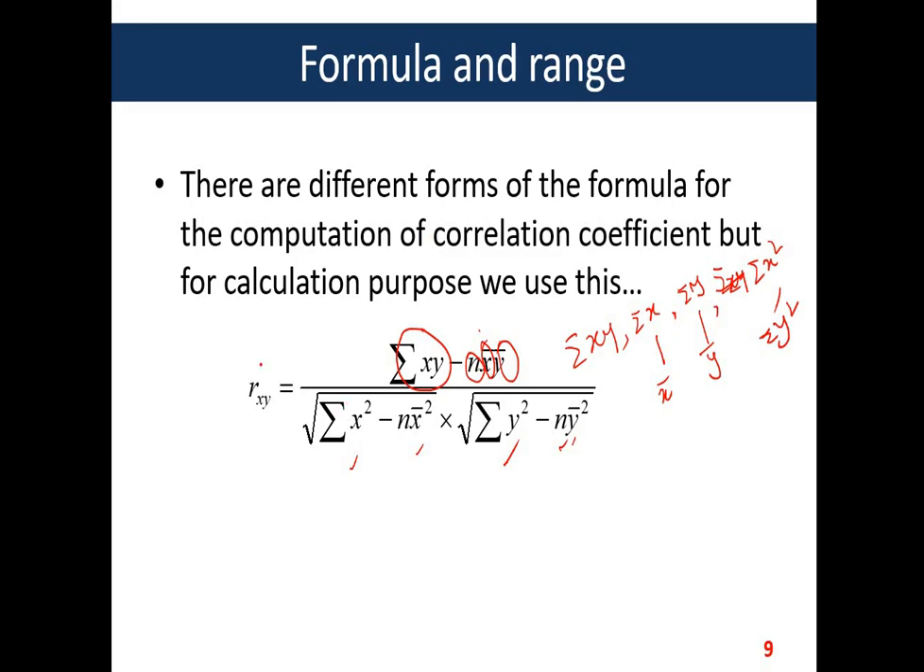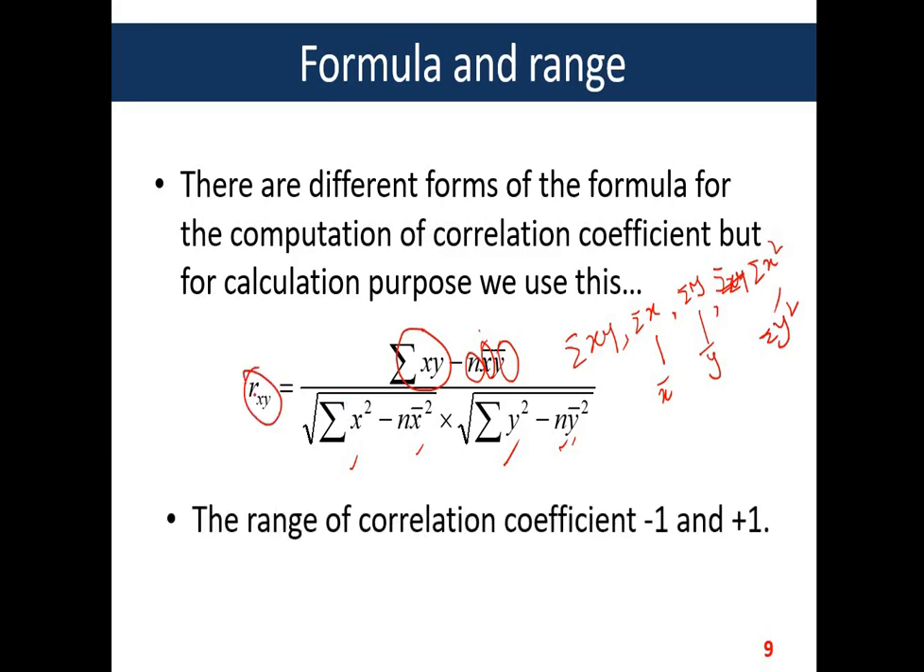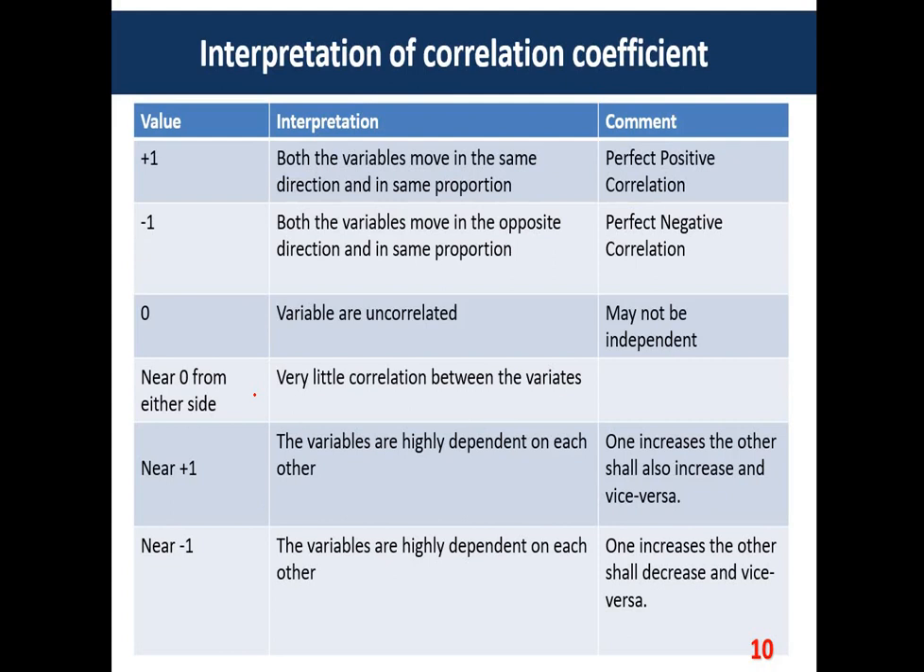Now this value of rxy lies between -1 and +1. So if it is towards +1, it indicates a positive relationship between the variables. If it is towards -1, it indicates a negative relationship between the variables, and if it is closer to 0, it means no relation.